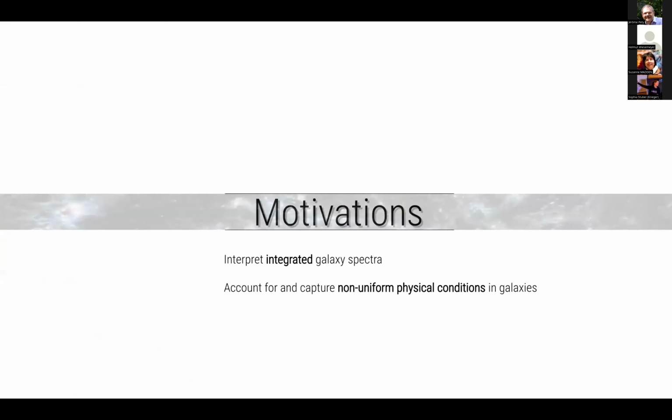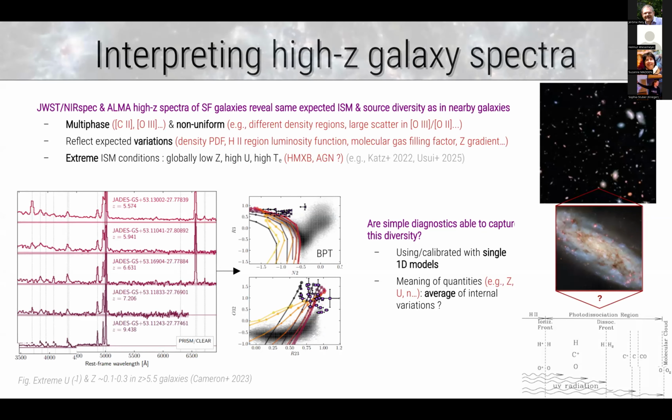So the main motivations are to interpret integrated galaxy spectra and to account for and capture non-uniform physical conditions in galaxies. As an illustration of that, it's been quite a few years now that ALMA and more recently JWST have revealed in their high redshift galaxy spectra the same diversity and complexity of the ISM and energetic sources that you observe in nearby galaxies, which is not surprising, obviously. For instance, just with ALMA for single galaxies, you can detect C2 and O3, and with just 2 lines, you have a multi-phase ISM that you have to account for.